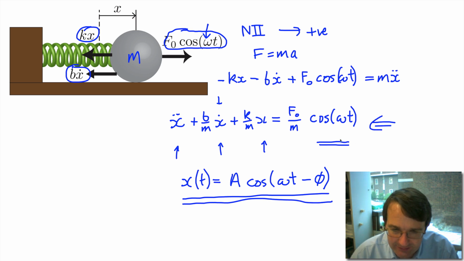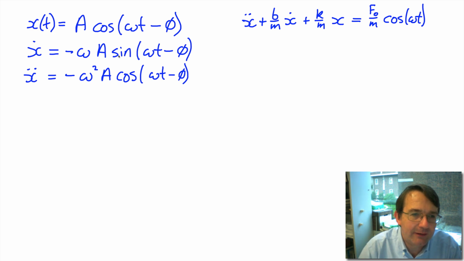So let's try that. So here's our expression that we're going to try for x, our solution that we're going to attempt. When we differentiate it, the cosine goes to sine, and we get an omega here, and of course we get a minus sign because cosine goes to minus sine.